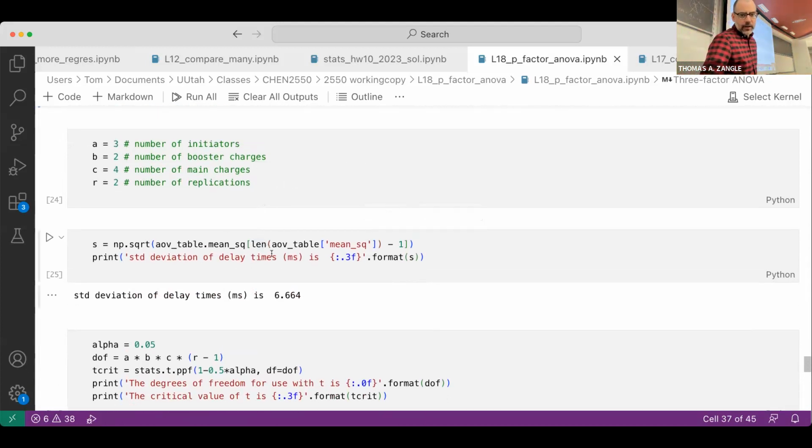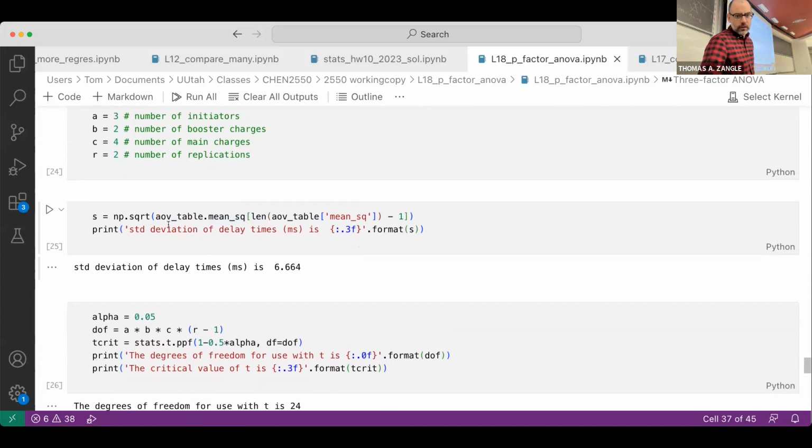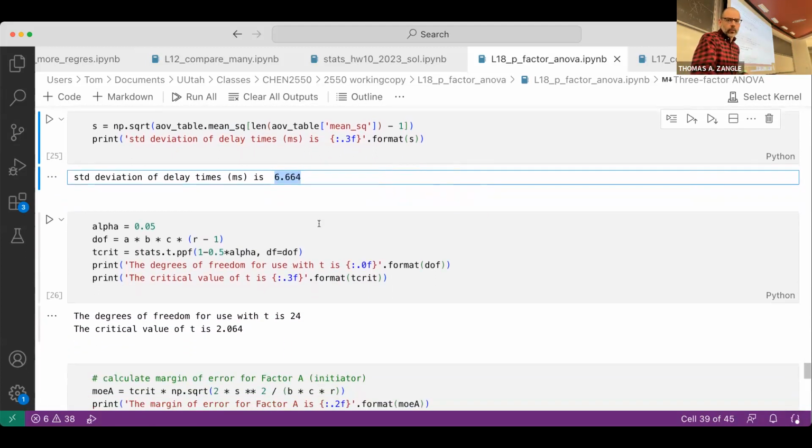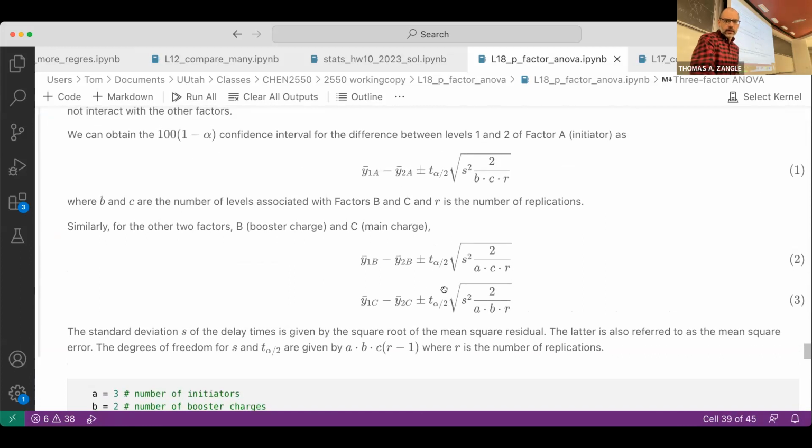Overall, we find the standard deviation of delay times over the entire set of experiments as 6.6 milliseconds. And then we're going to use that in our expressions here in order to find confidence intervals on the differences that we observe between any two levels of a particular factor.